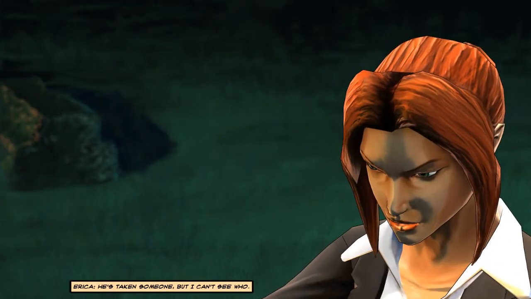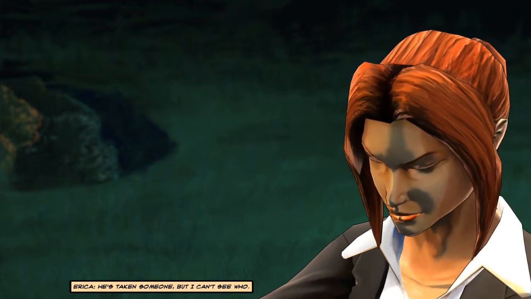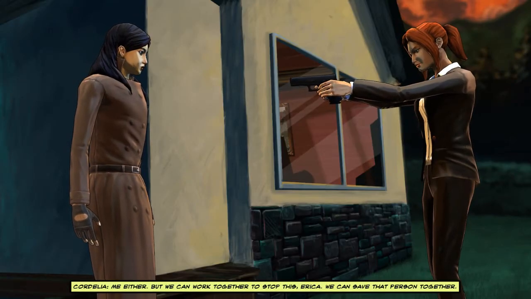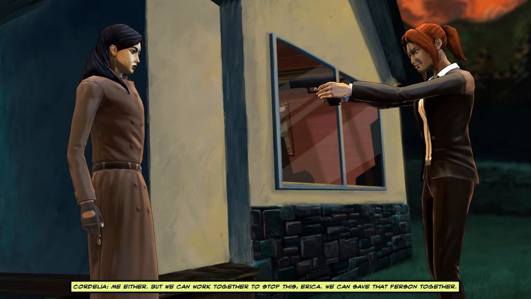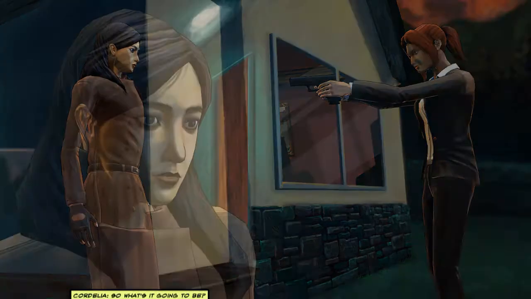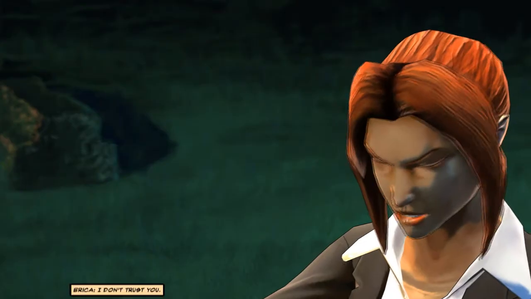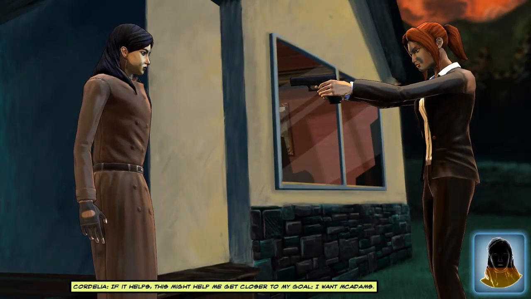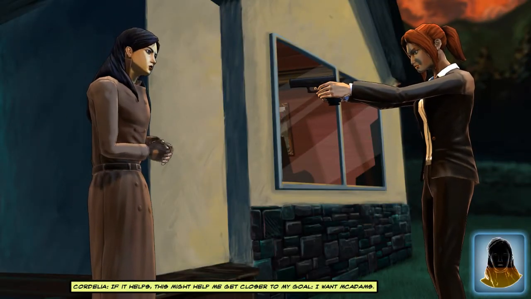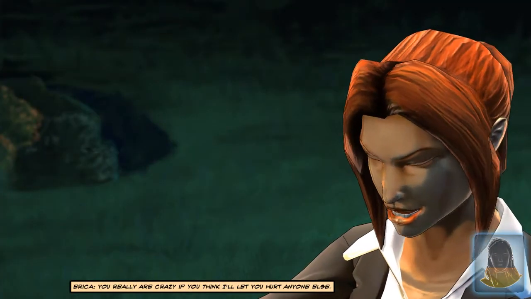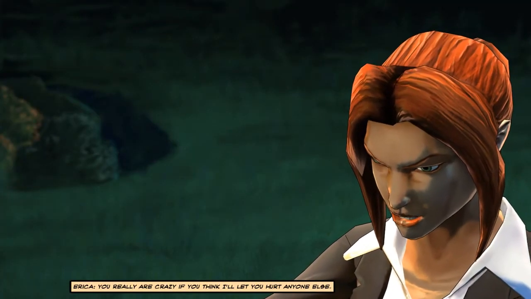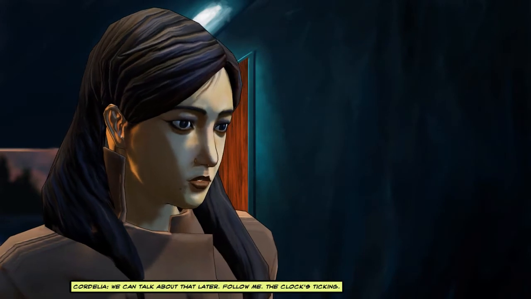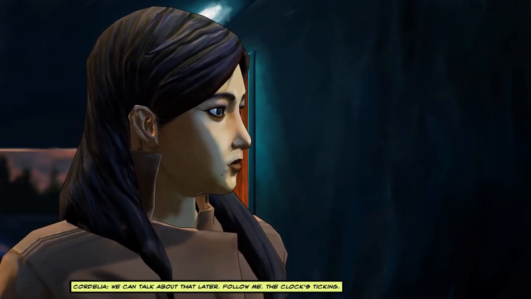He's taken someone, but I can't see who. Me either. But we can work together to stop this, Erica. We can save that person together. So, what's it going to be? I don't trust you. If it helps, this might help me get closer to my goal. I want McAdams. You really are crazy if you think I'll let you hurt anyone else. We can talk about that later. Follow me. The clock's ticking.